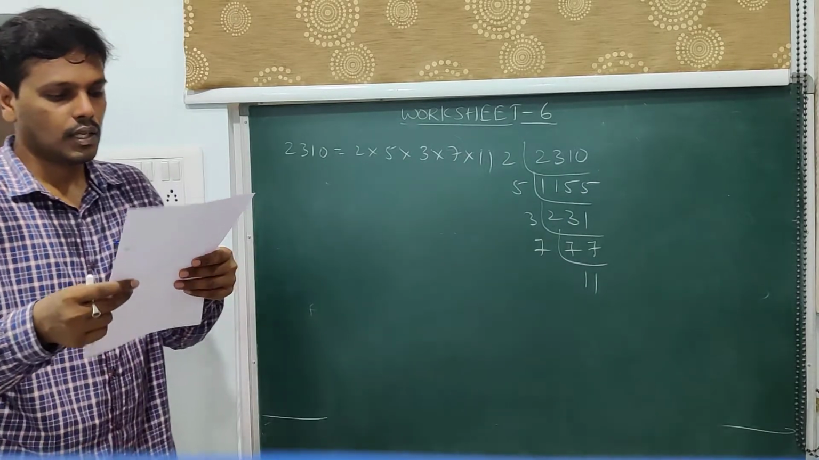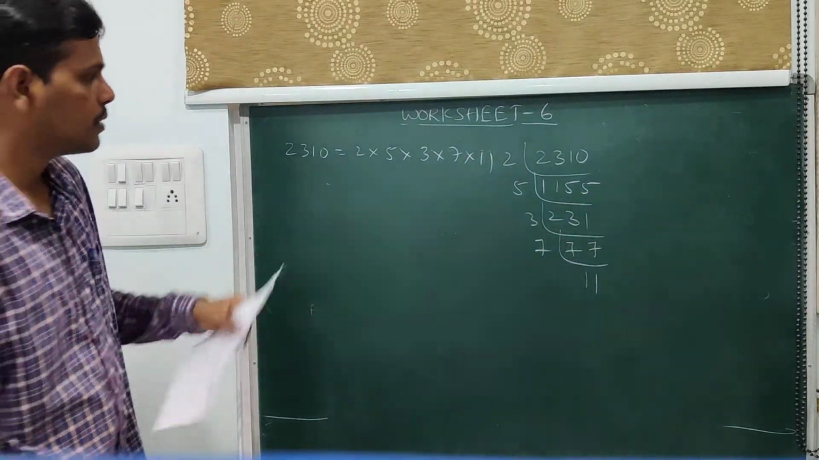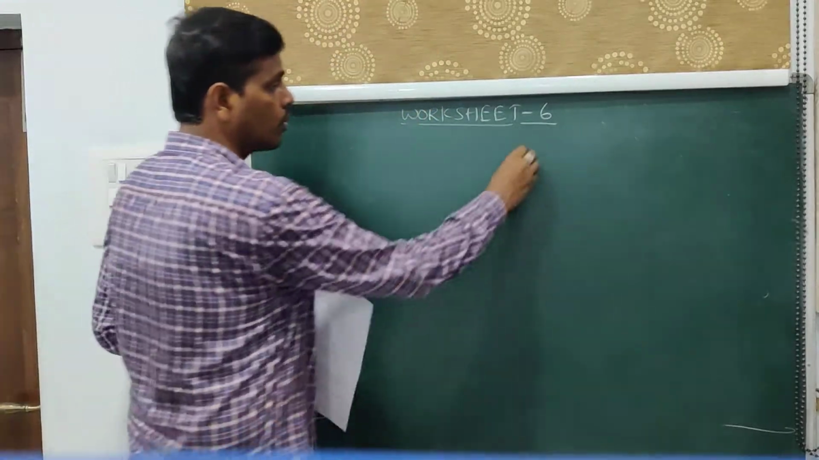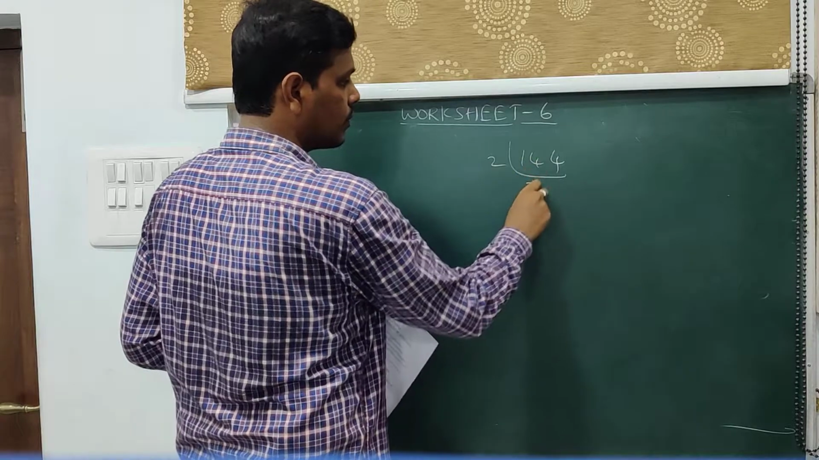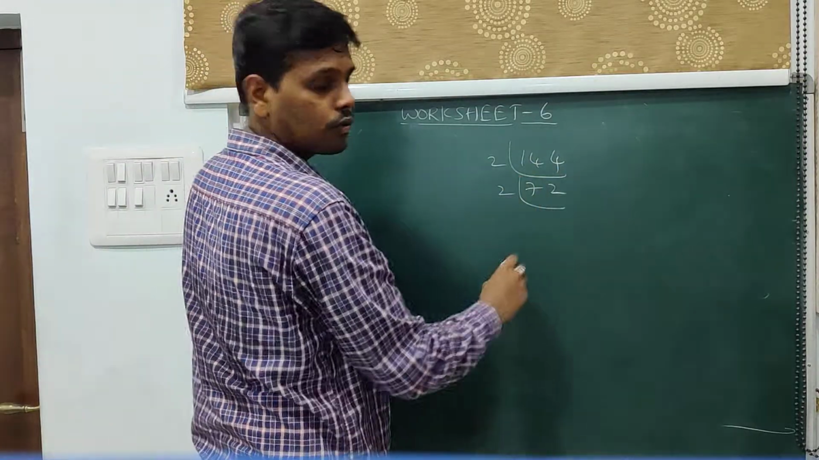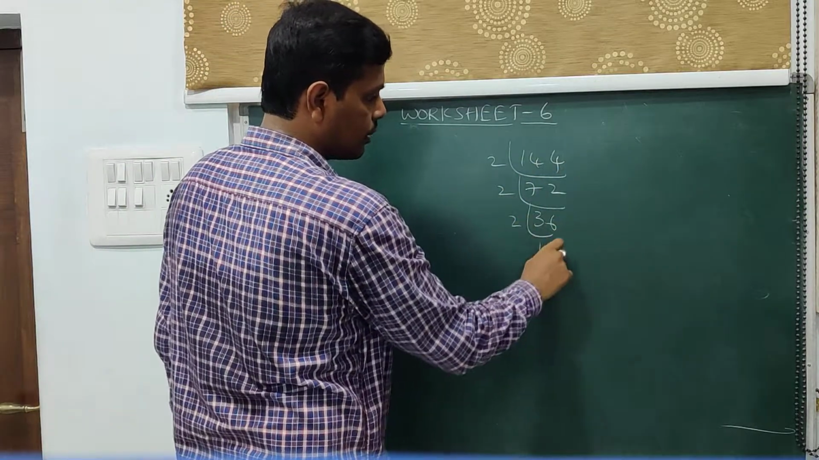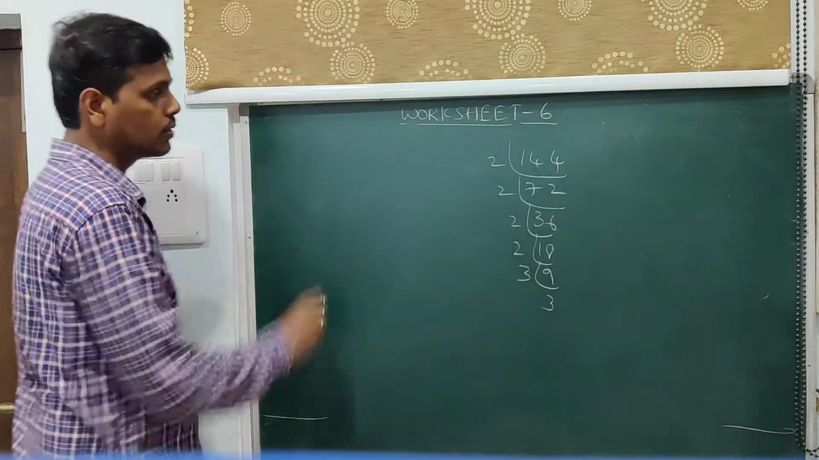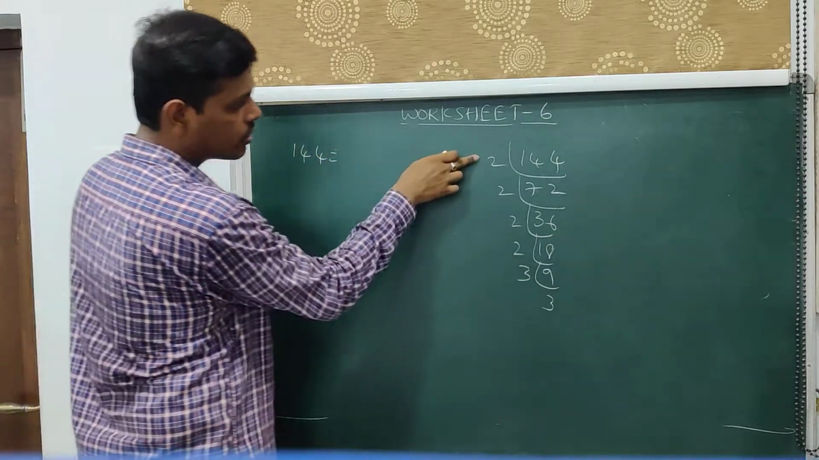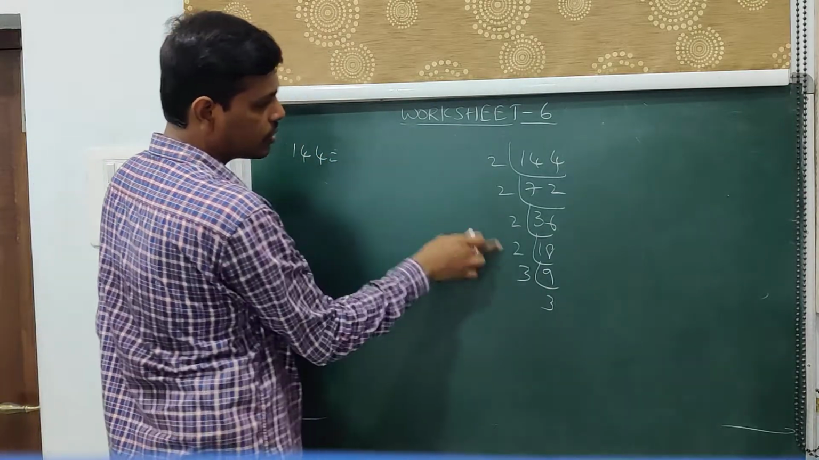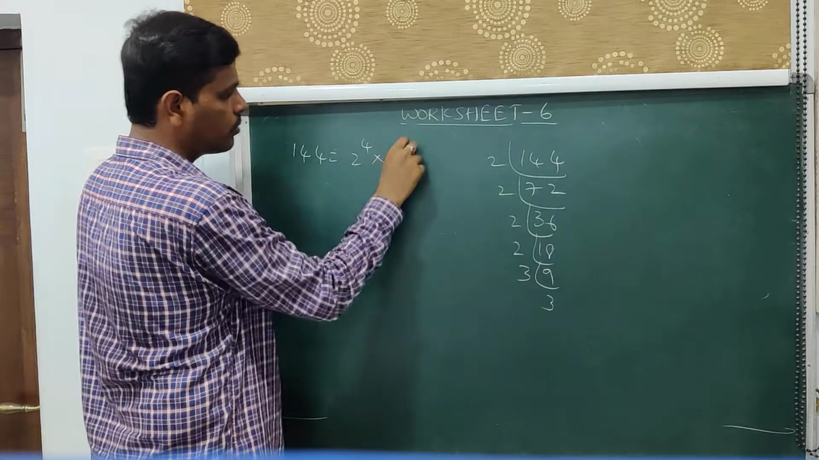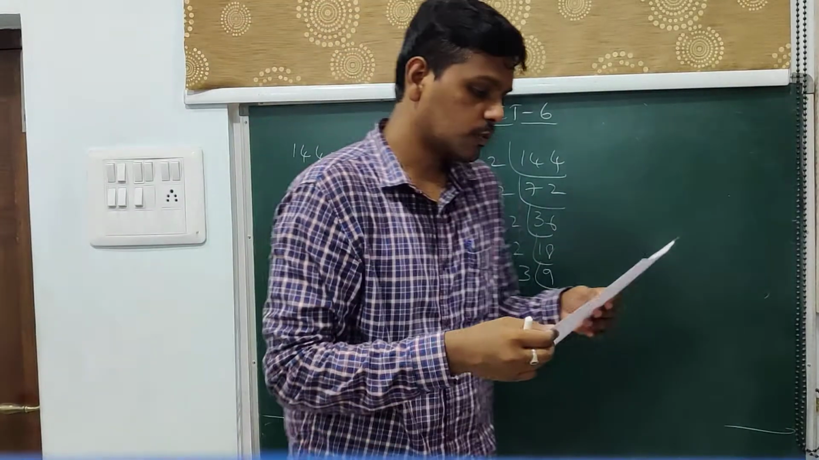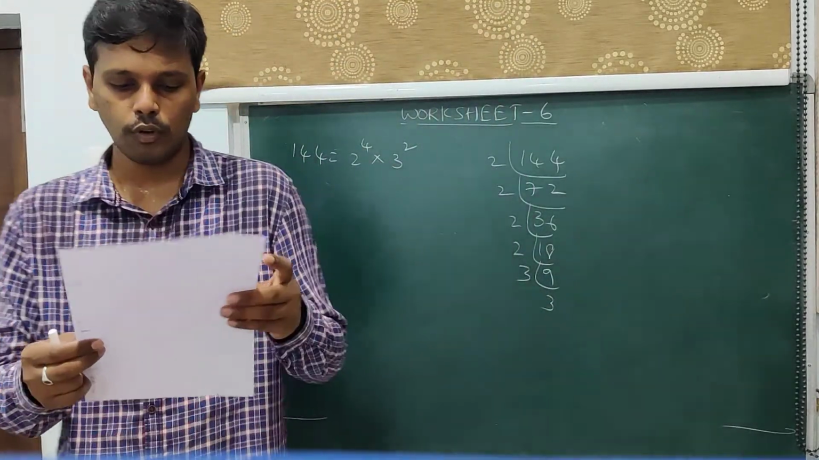Okay. So next, write the exponent of 2 in the prime factorization of 144. First write the prime factorization of 144. For 144 I go with the 2 table. 2 7s are 14, 2 72s are 144. Again I can go with the 2 table: 2 36s, 2 18s, 2 9s, 3 3s. So 144 you can write as 2 into 2 into 2 into 2 into 3 into 3. It is 2 power 4 into 3 square. Now the exponent of 2 is 4. That is what they are asking you: the exponent of 2 in the prime factorization of 144.